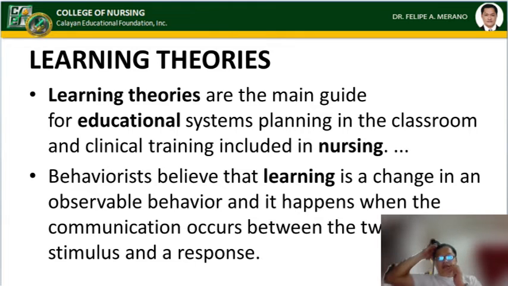Behaviorists believe that learning is a change in an observable behavior, and it happens when communication occurs between the two events, stimulus and response. So learning is based on change in observable behavior. If you see things, then you will react on what you see, and you will perform many things based on your reaction.